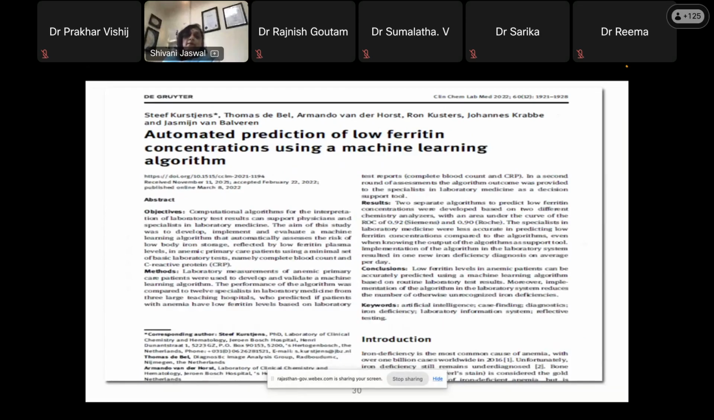So this is a paper where machine learning tools were developed to predict low ferritin levels in patients with anemia. What they found was that, as compared to the specialists in lab medicine, this tool was more accurate in identifying or predicting low ferritin in patients with anemia. The authors go on to say that using this tool resulted in 1 new iron deficiency anemia diagnosis per day. So this is a very significant result that they have shown.